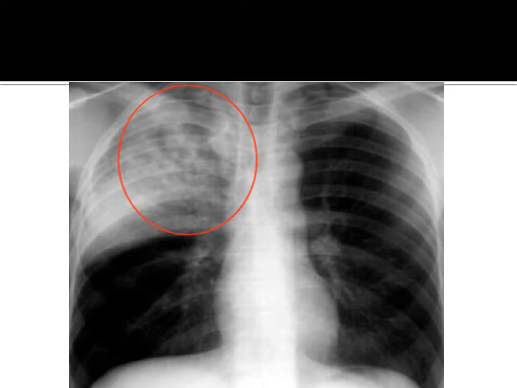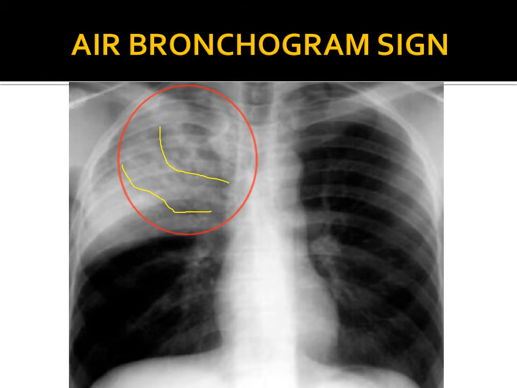So this is a chest radiograph showing homogeneous opacity involving the right upper lobe. We can see a few linear lucencies coursing through the opacity. These are the air-filled patent bronchi. This is known as the air bronchogram sign. So we see this in either consolidation or non-obstructive atelectasis.